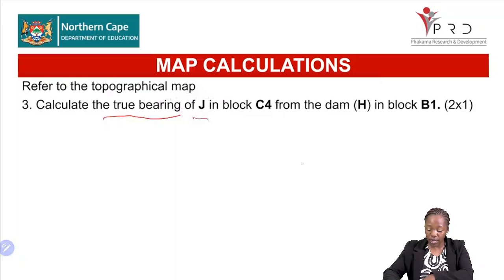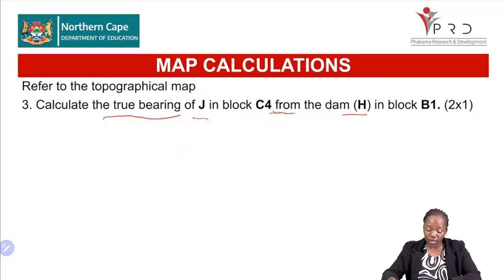So you see there J in block C4, it is inside your mine, your excavation. Then from the dam H. So this is very important to note. Which point did they say from? In block B1. So by now, your true bearing, remember the point whereby they are saying from, it's where you draw your true north line and then you connect with the second point.